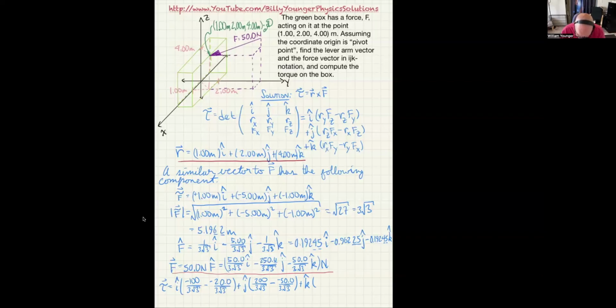Well, RX is 1 and FY is 250 times the square root of 3. And now I'm thinking I might have made a mistake earlier when I was doing my numbers. So I'm going to check that back again. But RX, like I said, is 1.00 meters and FY is negative 250 over 3 root 3. So this should be negative 250 over 3 root 3. Again, that's supposed to be RX times FY, so that's 1 times negative 250. Now I got to do minus RYFX, so RY is 2 and FX is 50. So this will be minus 100, because 2 times 50 is 100, over 3 root 3.